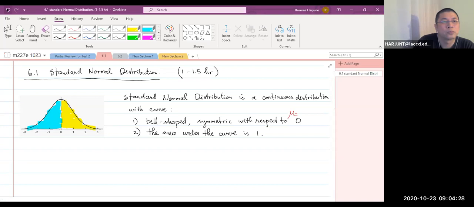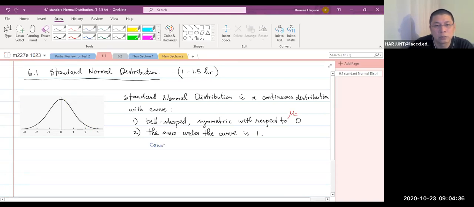Okay. Let me write it down as the consequence. Consequently, the area to the left and to the right of 0 is 1/2 each.